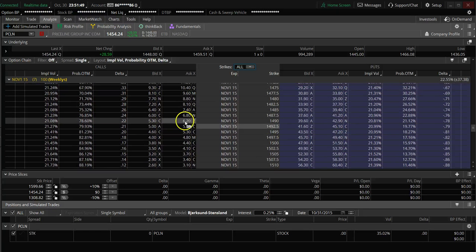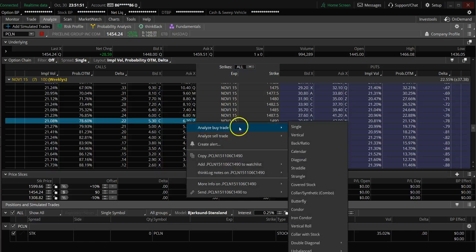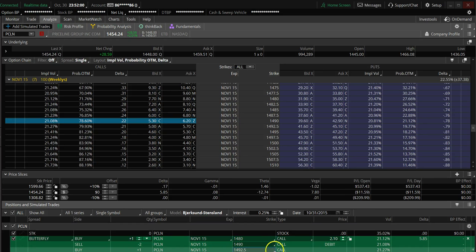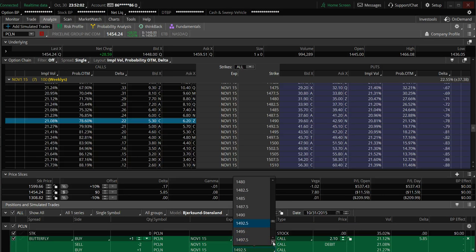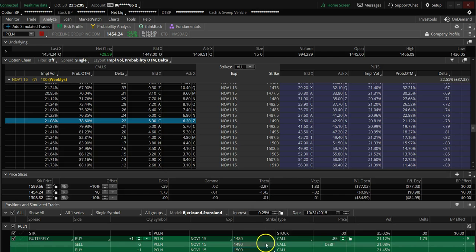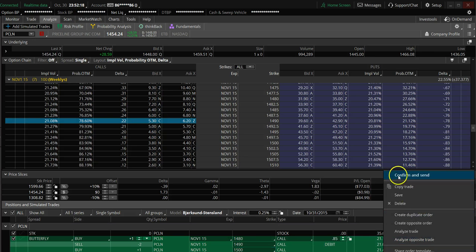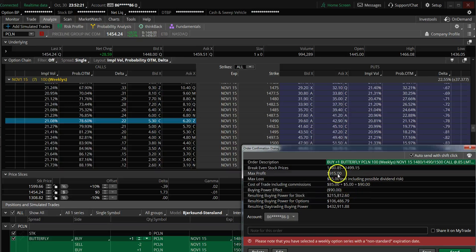And we're going to build a butterfly. So we're going to buy a butterfly. And in this case, let's do it 10 wide. Let's go to 80, and let's go to 1,500. So now I have 20 wide between 1,480 and 1,500, and it's only going to cost me 85 cents for one contract. Now for that 85 cents, how much could I make? I can make $915 for an $85 investment.